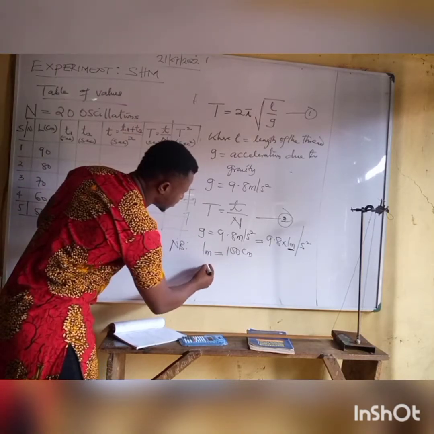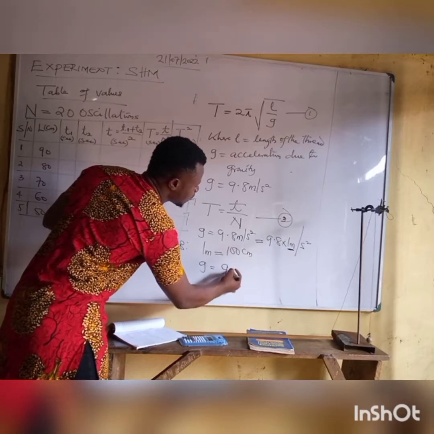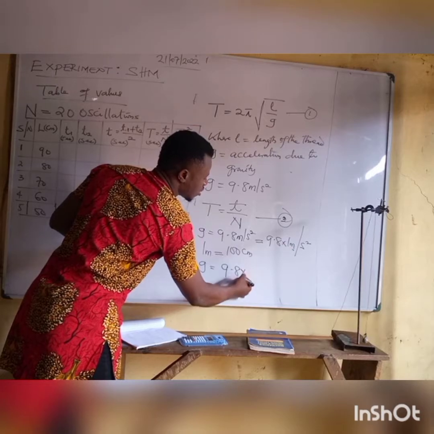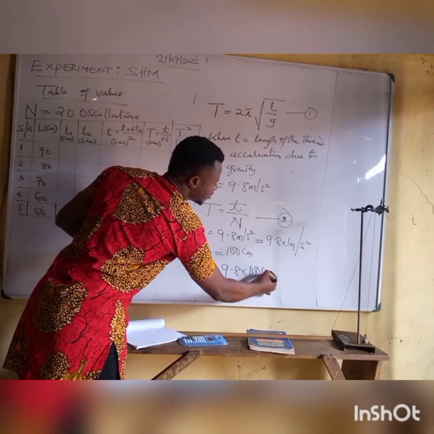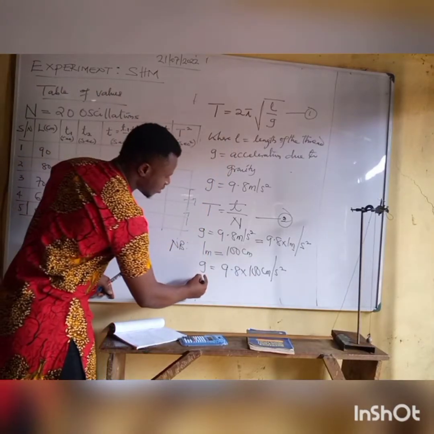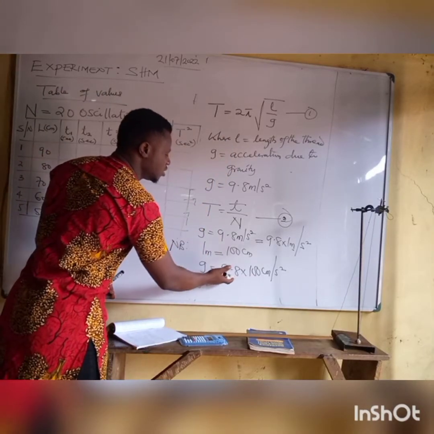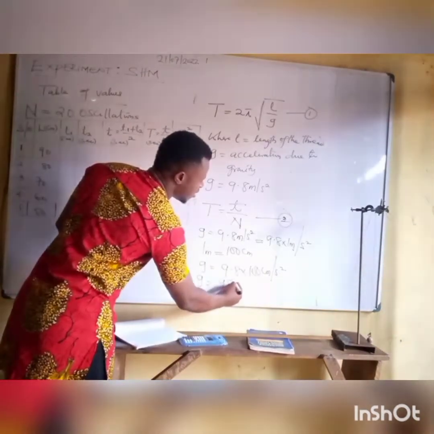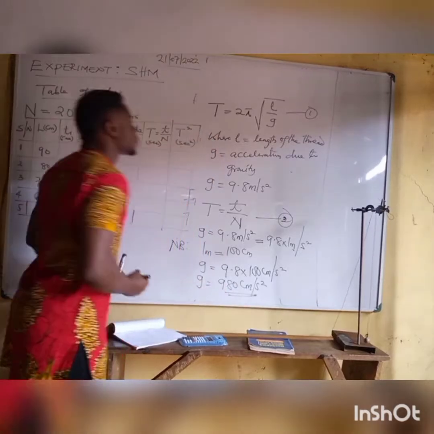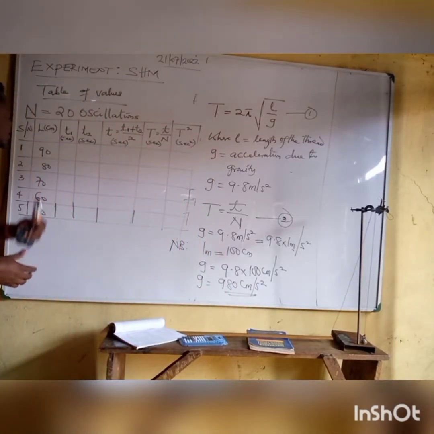So in that case, our G is equal to 9.8. In this place I have 1 meter, I can call it 100 centimeter per second square. So finally, our G is equal to 980 centimeter per second square. Now, because in the practical the length of the thread is measured in centimeter, that is the need of the conversion.